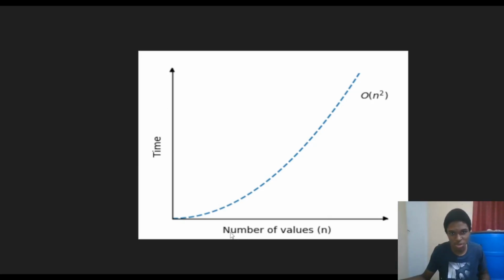This graph shows that as the number of values increases, the time that the bubble sort algorithm takes also increases. And that is why our bubble sort algorithm is not efficient. It also has a time complexity of O of n squared, which is quadratic time. So let's move on and start coding our bubble sort algorithm.